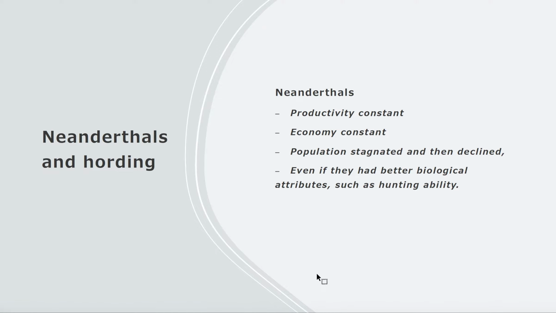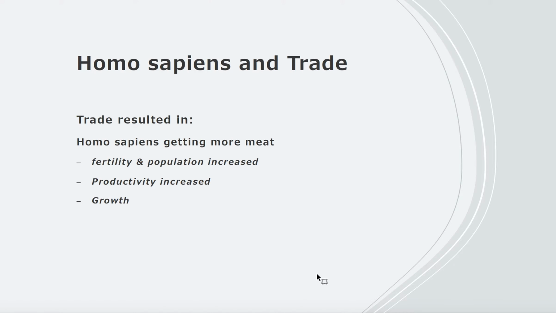I mean, your productivity was constant, your economy was constant. But once someone came into the picture that traded more and was able to capture more resources, eventually population stagnated and then declined, even though they were biologically potentially more fit for the environment than Homo sapiens.